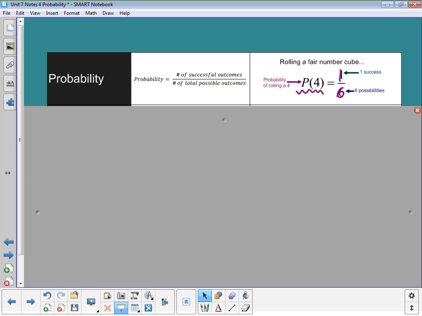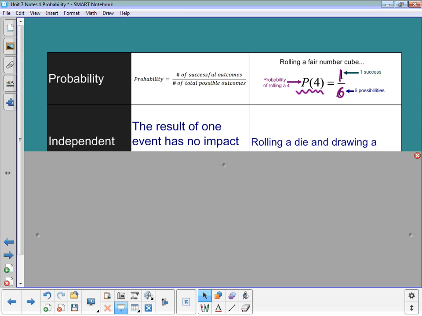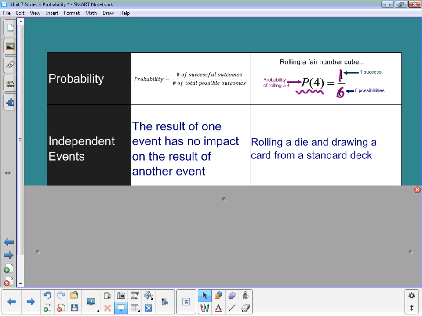Now, there's a concept of independent and dependent events here. We have to determine are our events going to be independent of each other or are they dependent of each other? Independent events are events that have no impact on each other. The result of one event has no impact on the result of the other. So for example, rolling a die and drawing a card from a standard deck. When I roll a die and pull a card from a deck of cards, they don't have anything to do with each other. One is not affecting the other. That's what makes them independent.